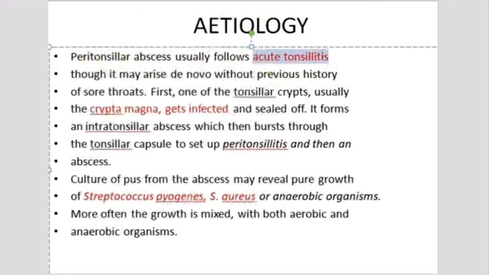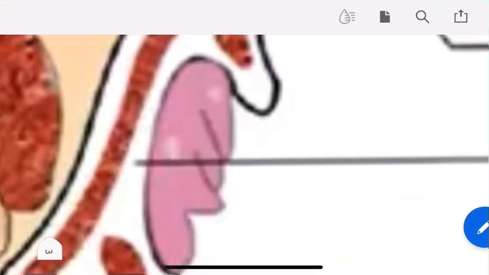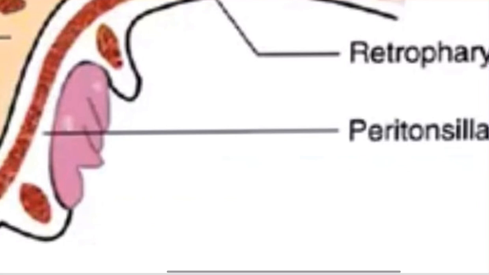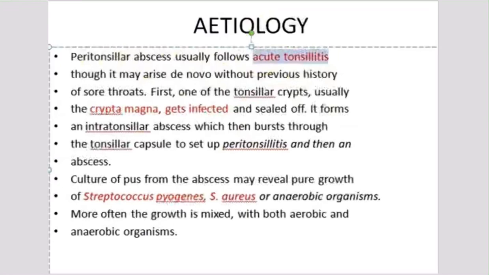Then after filling up, what happens? It will burst through the tonsillar capsule to set up peritonsillitis and then an abscess. You can see in the picture what's happening. One of the crypta magna gets infected. After getting infected, it gets sealed off. Then after filling up with pus, it bursts the capsule and enters the peritonsillar space, causing peritonsillitis, that is inflammation of the peritonsillar space, and then resulting in abscess formation, which is nothing but quinsy.